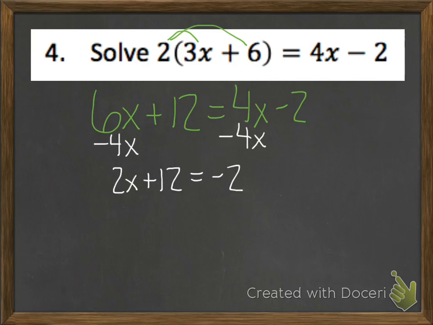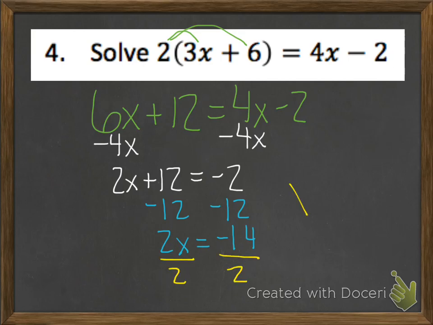Now I have 2x + 12 = -2. I need to move the +12 by subtracting 12. So I have 2x = -14. I need to divide by 2, and I'm left with x = -7.